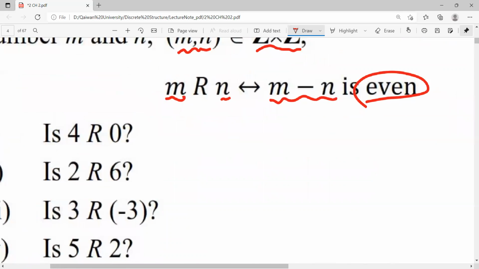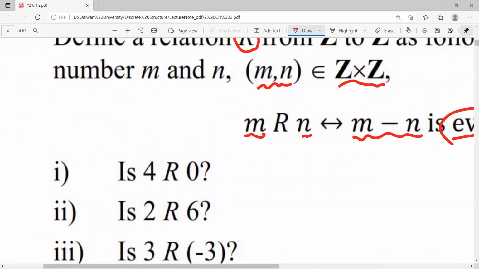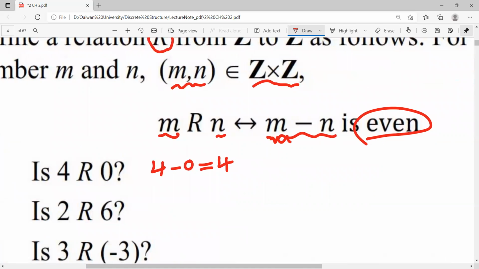Let's see these examples. Is 4 related to 0? We say 4 minus 0. What's the result? It is 4. Is it even? Yes, so the answer is yes. The definition is that the first one minus the second one must be an even number. If the result is even, we say the first number is related to the second.